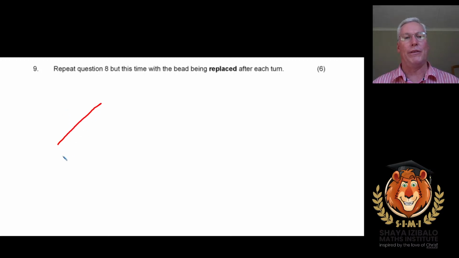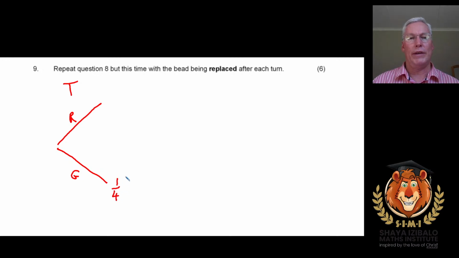Which was sequences and series. Okay, so this is Tandy's turn. And Tandy could get a red or a green. Chances of a green, a quarter. Okay. The chances of a red, obviously 3/4.